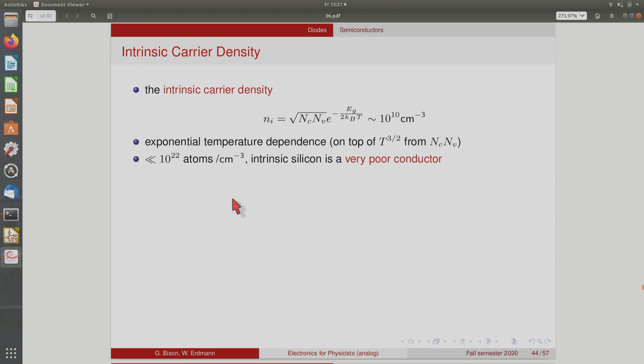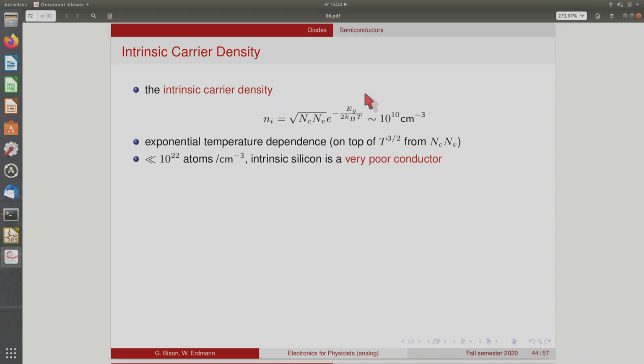This is also called the mass action law in chemistry, for instance. When you have two components that react with each other, then the product of the density remains constant. From the formula that we've seen before, you can put in the numbers for silicon, and you find that the intrinsic carrier density comes out like 10 to the 10 per cubic centimeter. This is the intrinsic density of carriers.